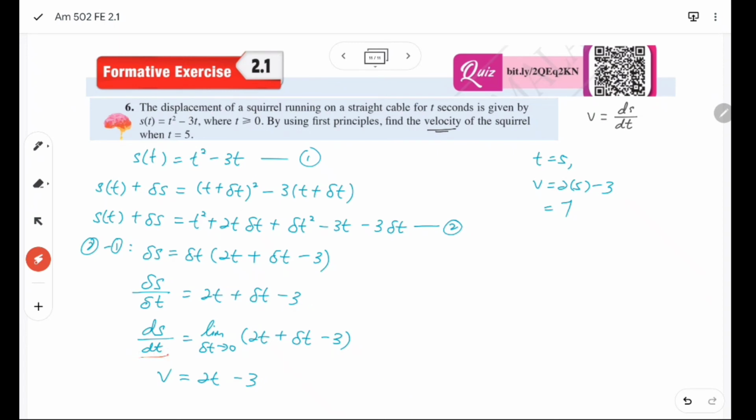ds dt equals the limit of 2t plus del t minus 3 when del t tends to 0. So we get v actually equals 2t minus 3. The end.